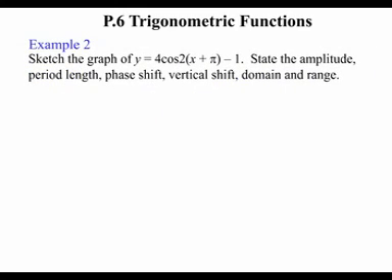Example 2. We want to sketch a graph of y equals 4 cos of 2x plus pi, subtract 1. We're going to state the amplitude, period length, phase shift, vertical shift, and at the end we will determine the domain and range.